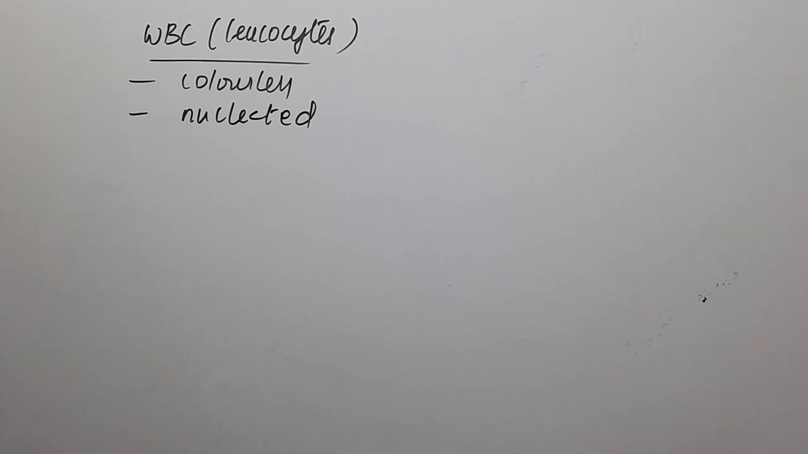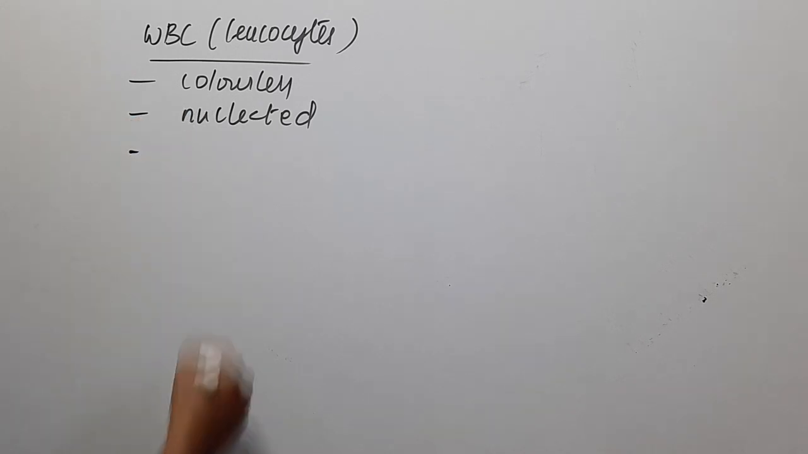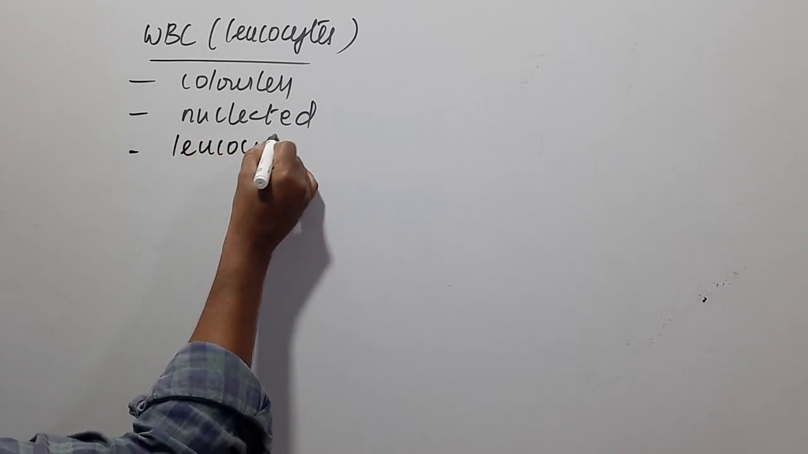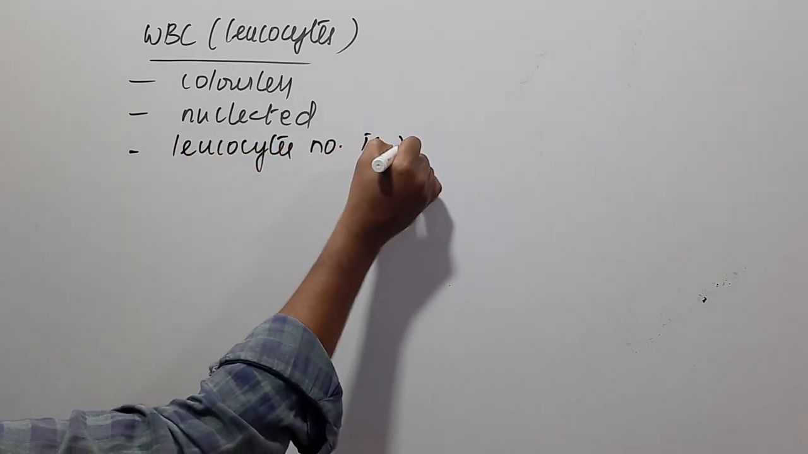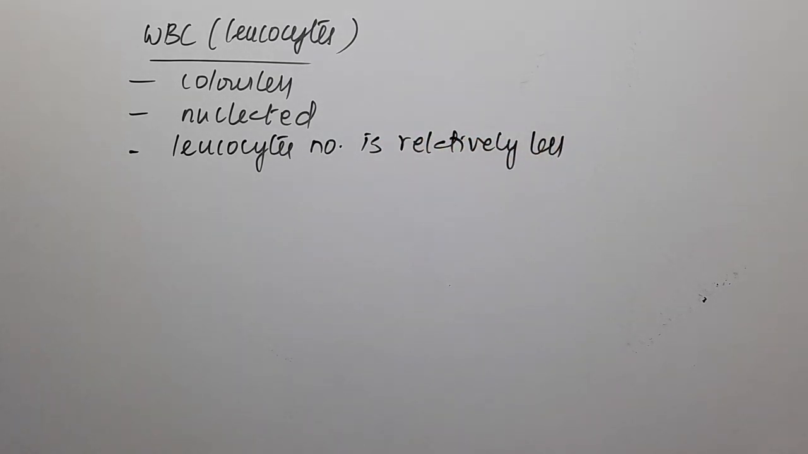When we see in the case of RBCs, when they come to maturation state, we understood that they will not be having a nucleus, but these WBC cells will have a nucleus throughout their lifespans. And WBC cells, their number is relatively less when you compare with the RBC or any other type of cells. So here I'm comparing with the RBC.